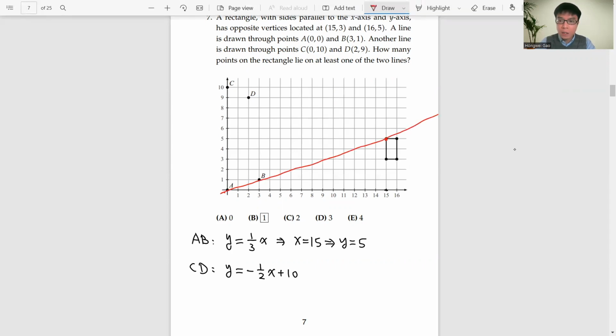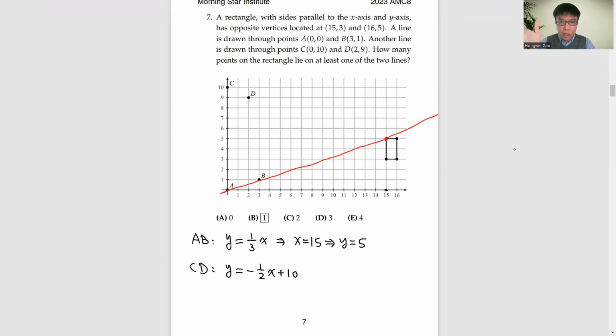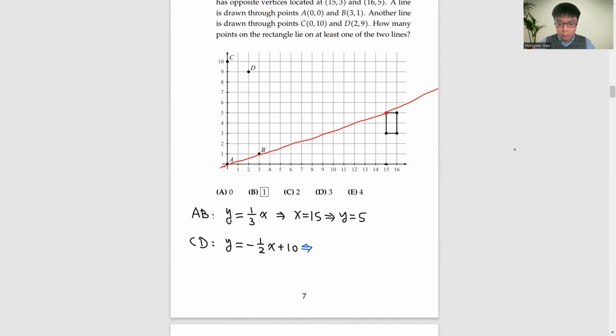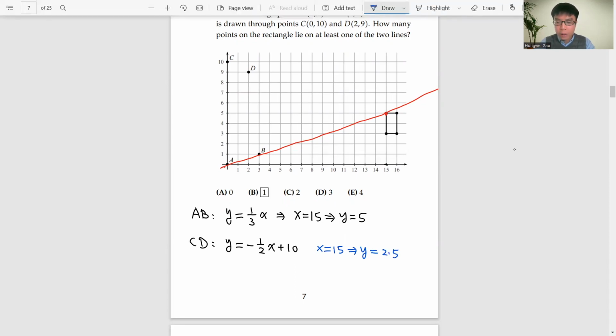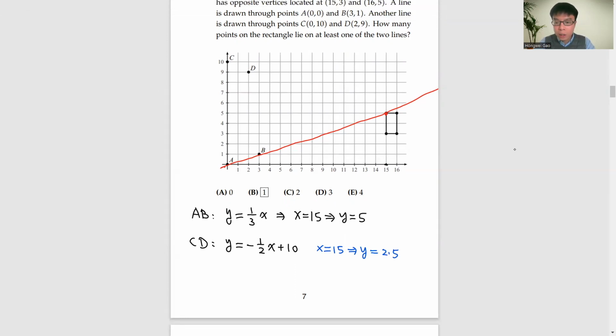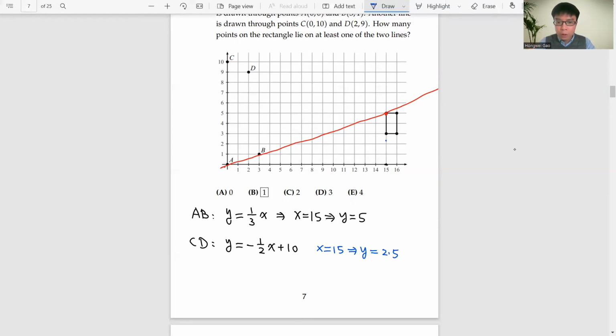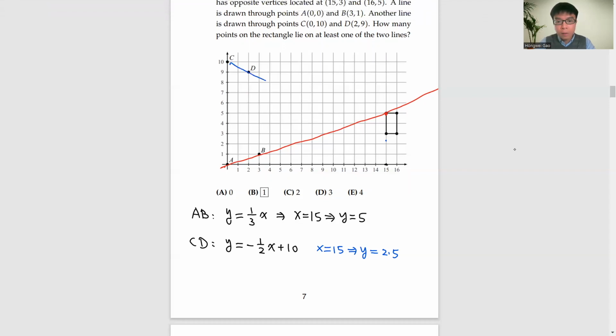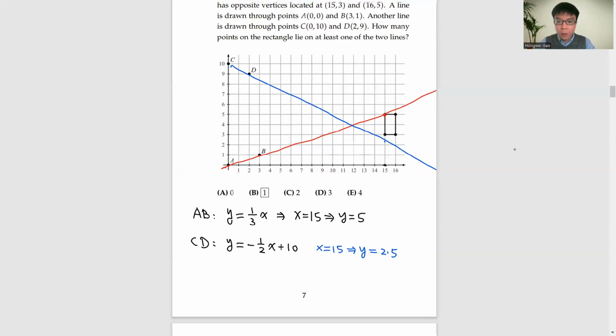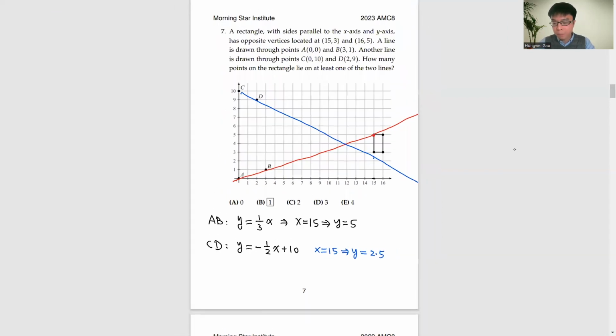Similarly, for CD, we can check the left vertical line when x equals 15. We have y equals 2.5. Now that's the point below the rectangle because the height is 2.5. So basically we have a line roughly like that. It's below the rectangle. So totally we have one intersection. The answer is B.